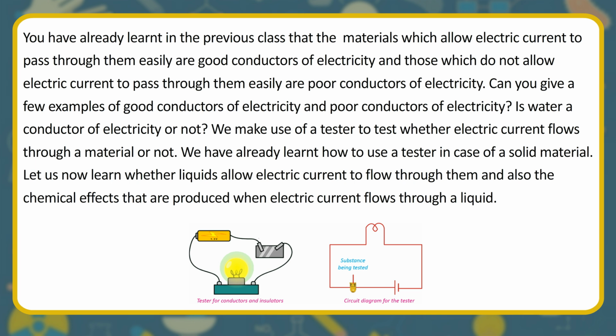We make use of a tester to test whether electric current flows through a material or not. We have already learnt how to use a tester in case of a solid material. Tester for conductors and insulators. Circuit diagram for the tester. Substance being tested. Let us now learn whether liquids allow electric current to flow through them and also the chemical effects that are produced when electric current flows through a liquid.